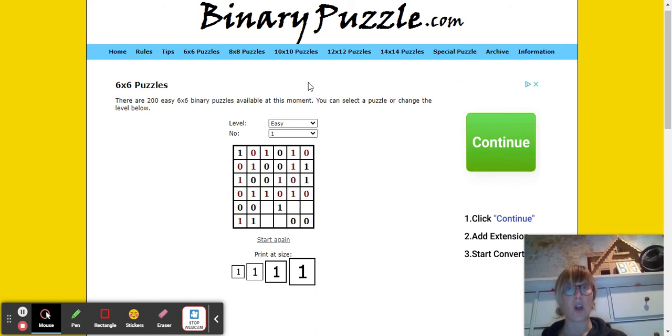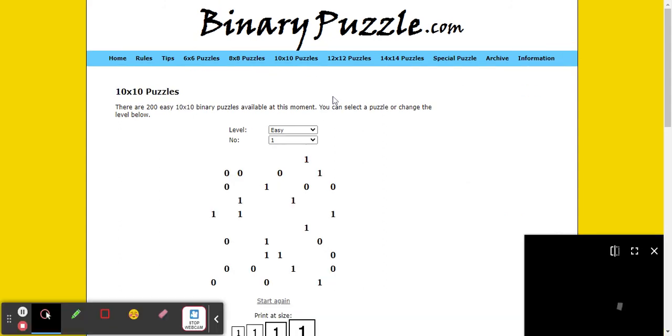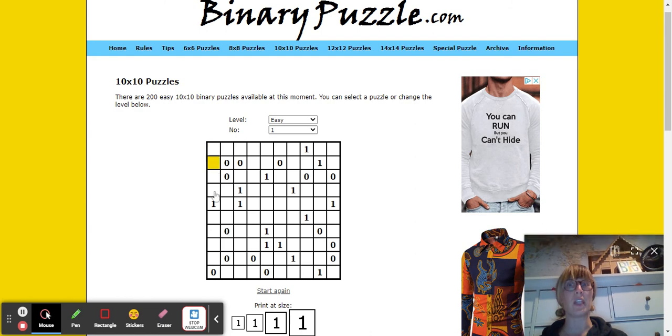And this is a level 1. This is the first puzzle, the easy level of this sized puzzle. You will notice that there are a lot of different sizes of puzzles that you can choose. There's 6 by 6, 8 by 8, 10 by 10. And what you'll notice is as the puzzles get bigger, you need more digits to fill it in. So in a 10 by 10, you need 5 0s and 5 1s.